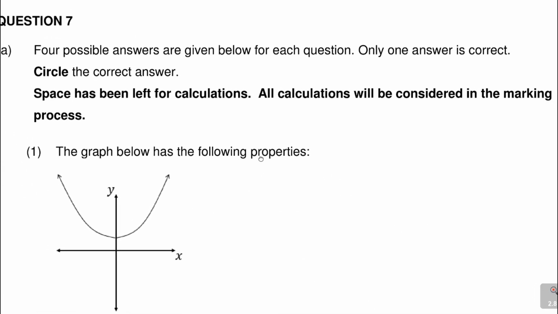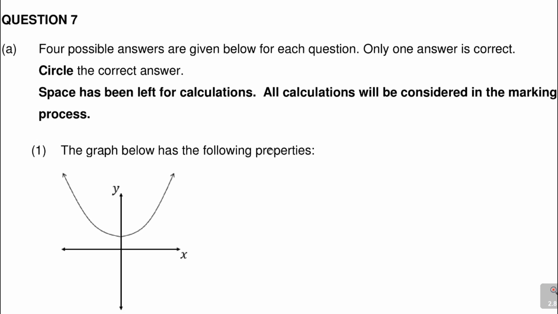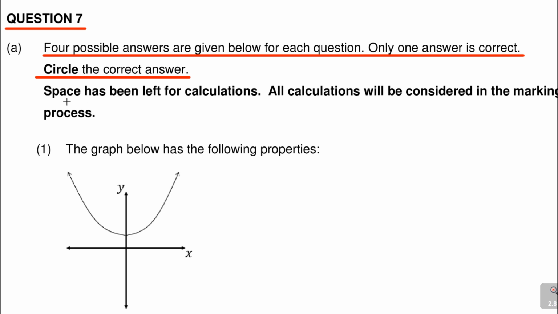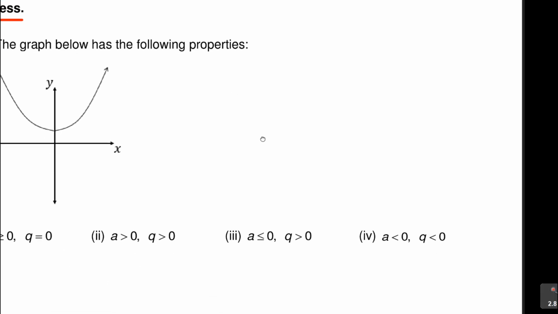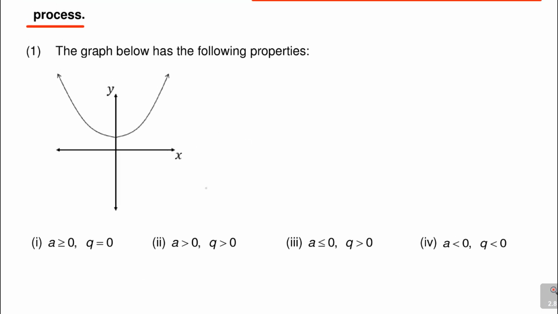It's more like a sprinting. We are sprinting now. It's no longer a slow pace, but I hope it is also making sense. Question number 7. It says 4 possible answers are given below. So this is more like a multiple choice. Only one is correct. Circle the correct one, and then spaces are left for calculations. All calculations will be considered in the marking process. Oh, so they consider the calculations. How many marks is this? But it's 1 mark. It's funny how they can consider that in a 1 mark thing.